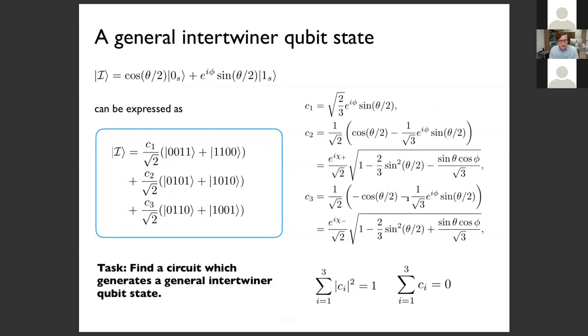And then we started to look for a more general description of the intertwiner qubits. So the task was to find a circuit which is not only generating one of the basis states, but is generating an arbitrary intertwiner qubit state parameterized by the theta and phi angles on the Bloch sphere. If you use the definitions of the 0s and 1s expressed in singlets and triplets for the spin 1/2 particles, then you can rewrite the state in a more symmetric form, with a certain coefficient. This is something that you can find in our paper.